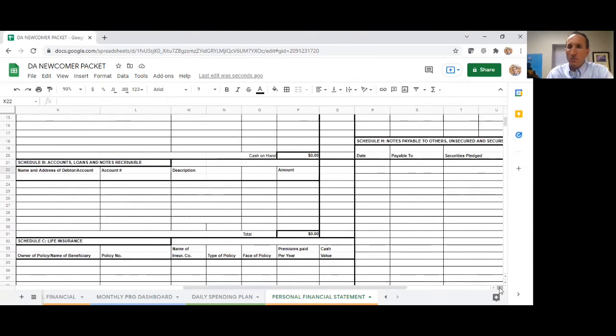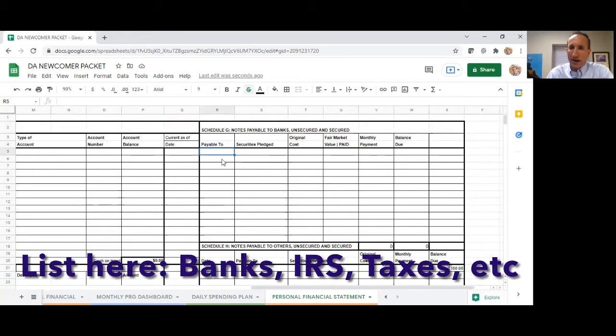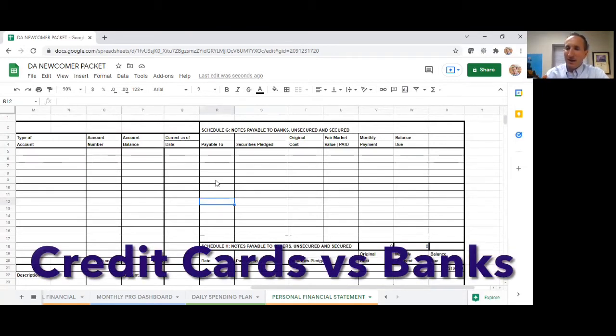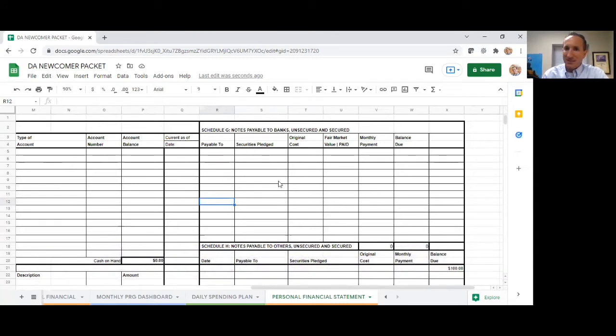So we'll move on. Schedule G, this is where we list any kind of bank or IRS or back taxes. This is where I list those amounts. So why do you break out, why is it important for you to break out credit cards versus the banks? Many reasons, but the main reason is these guys typically have power to sue.